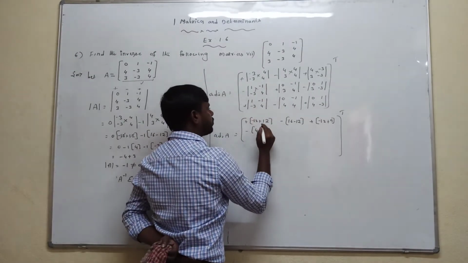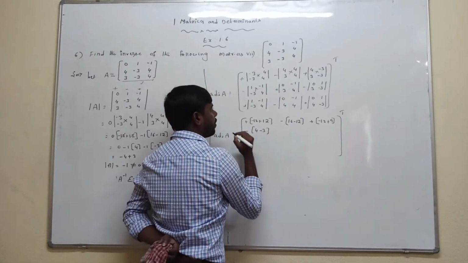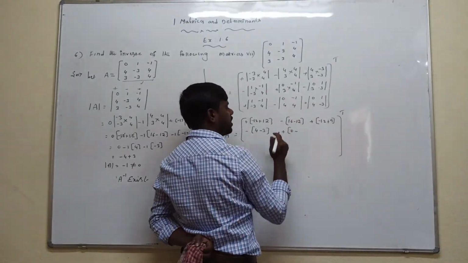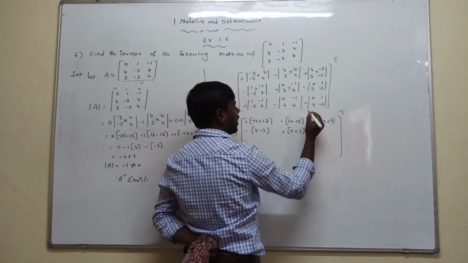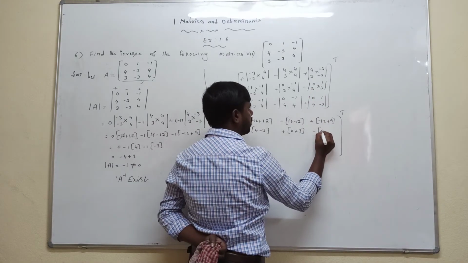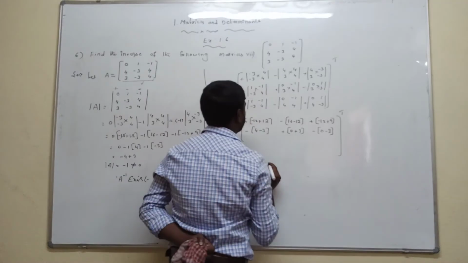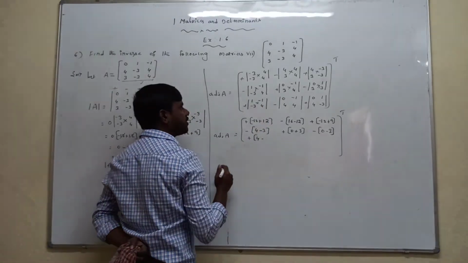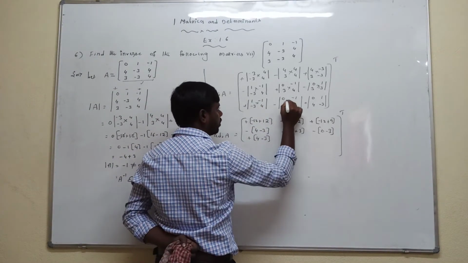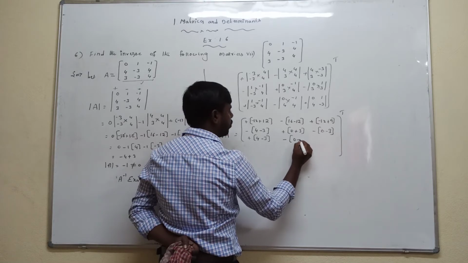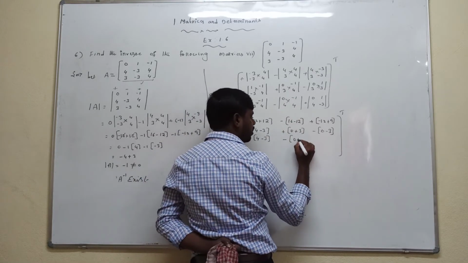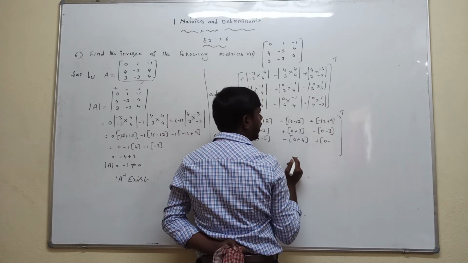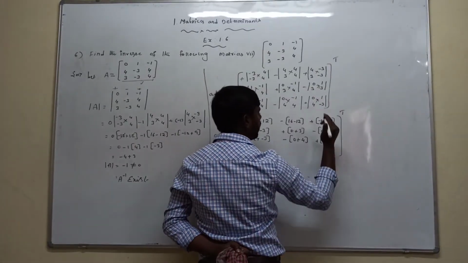Minus 3 into minus 1 is plus 3, plus of minus 3. Next, 0 into 4 is 0, minus 3 into minus 1 is minus 3. Minus of minus, plus 3. Minus of 0 into anything is 0. 3 into 1 is 3. Next, plus of 1 into 4 is 4. Minus 3 into minus 1 is plus. Minus of 0 into anything is 0. 4 into minus 1 is minus 4. Minus of minus, plus 4. 0 into anything is 0. Now 4 into 1 is 4.